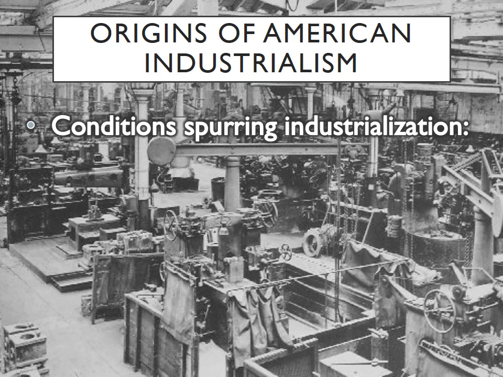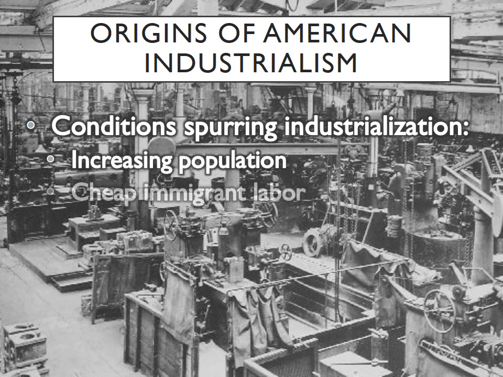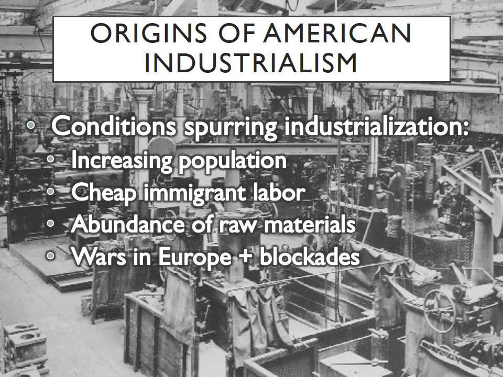So we're starting off with the origins of American industrialism, and we're going to look at the conditions that spur American industrialization, the things that actually make American industrialization begin. First of these is our increase in population, and this is largely due to immigrant migration into the country, specifically the Irish and then later on the Chinese as well, being used as cheap labor.